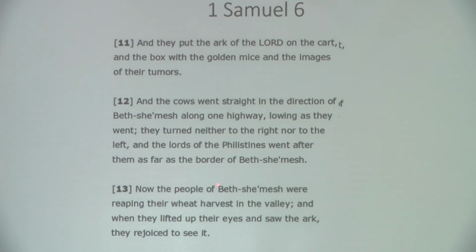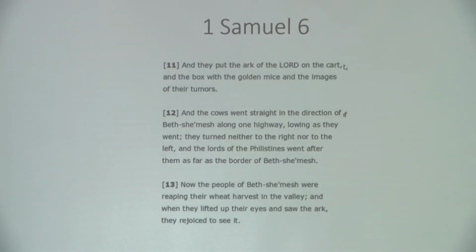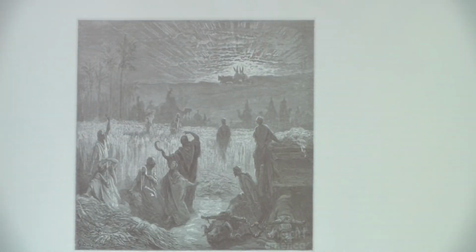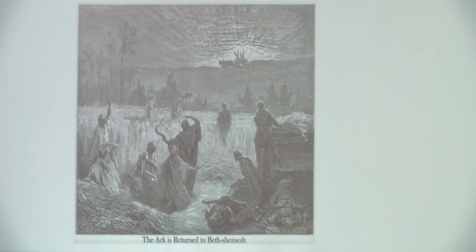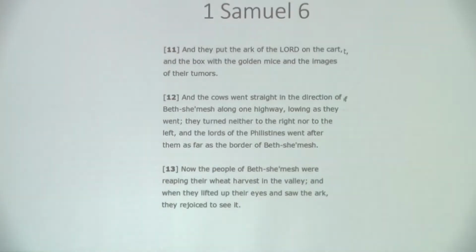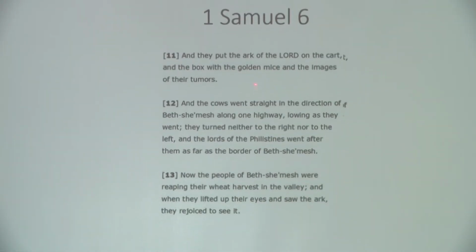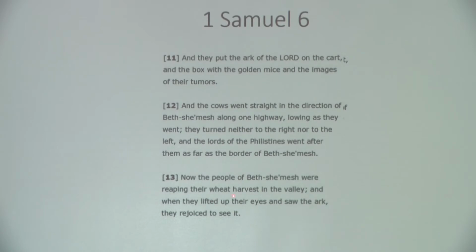Now the people of Beth Shemesh were reaping their wheat harvest in the valley. And when they lifted up their eyes and saw the ark, they rejoiced to see it. I think I have a picture of the ark. There's the picture of reaping in the fields. There they see the ark being brought in, and they rejoiced to see it. And they put the ark of the Lord. That's the second slide.